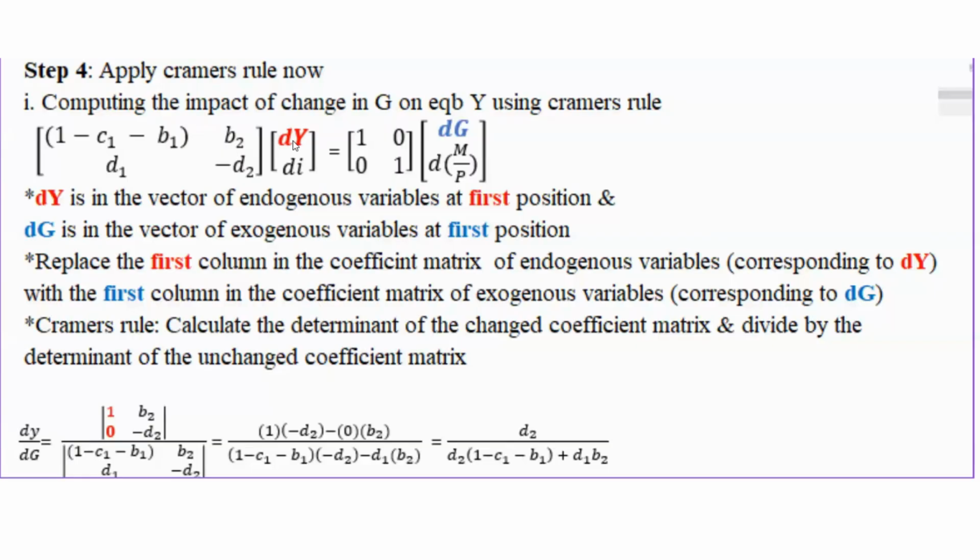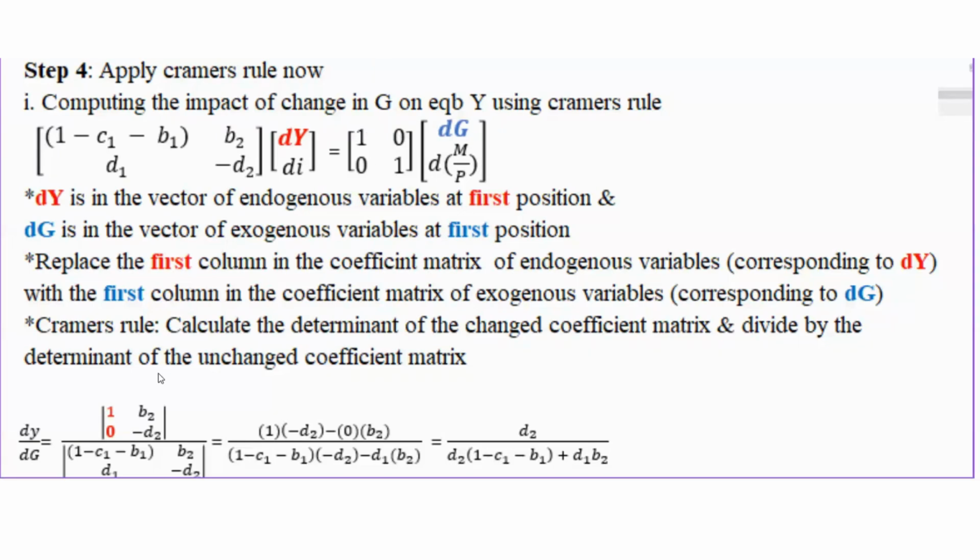So what we're doing is, because dy is in the first position in the vector of endogenous variables, we're going to replace the first column in this coefficient matrix of endogenous variables with the column corresponding to dg over here, right? So basically replace the column corresponding to dy in the coefficient matrix with the column corresponding to dg in the coefficient matrix of exogenous variables, right?